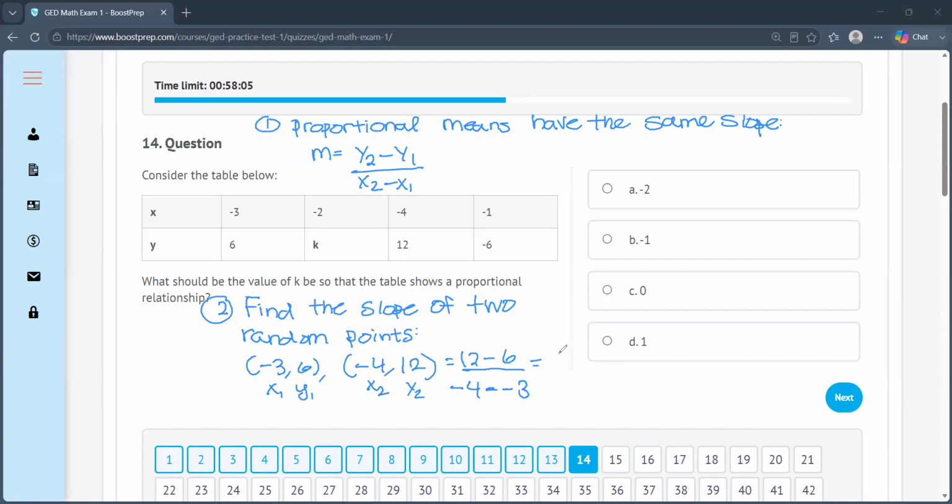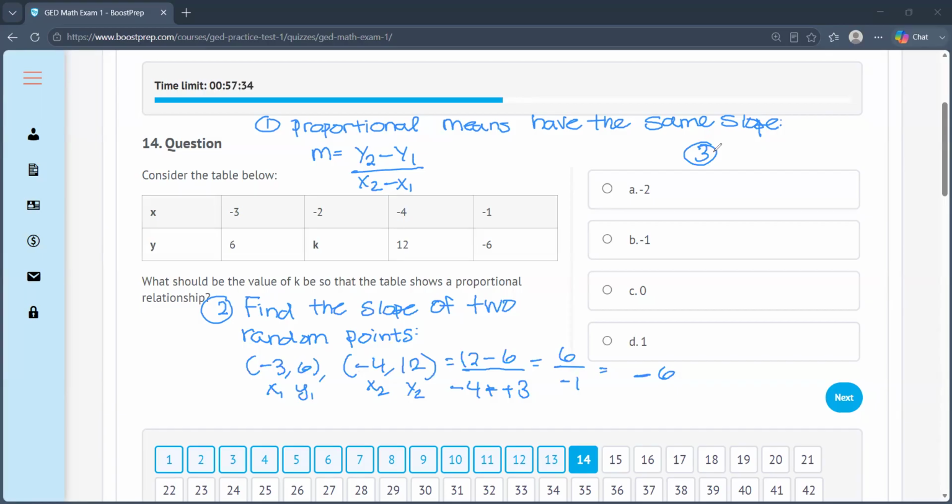So what is 12 minus 6? 6. And then on the bottom, two negatives becomes a positive. So what's -4 plus 3? -1. And what's 6 divided by -1? -6. Okay, so I know my slope is -6. And then the third step is, let me write this down. Use the slope formula again and pick the points.